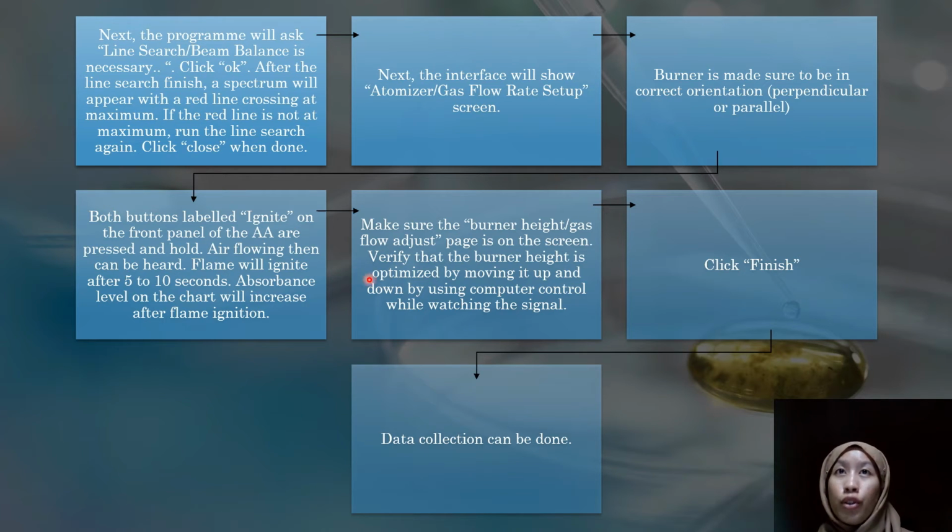Next you have to make sure that the burner height or gas flow adjust is on the screen, okay? And then verify that the burner height is optimized by moving it up and down using computer control. And then click Finish. After finishing, you can conduct data collection.